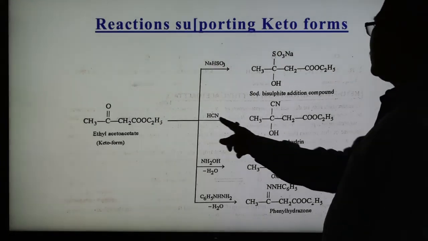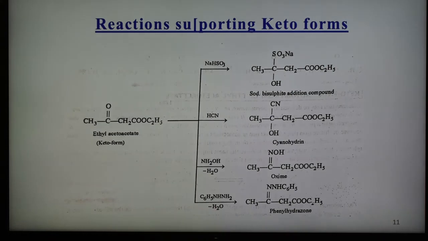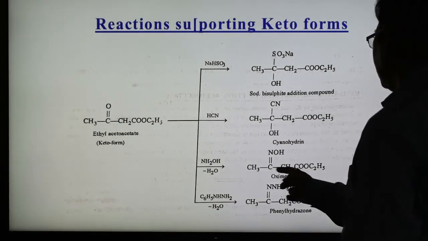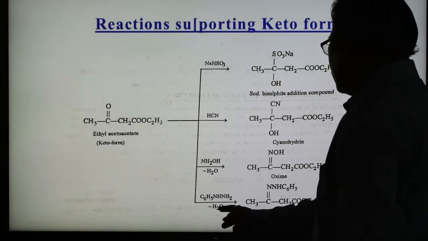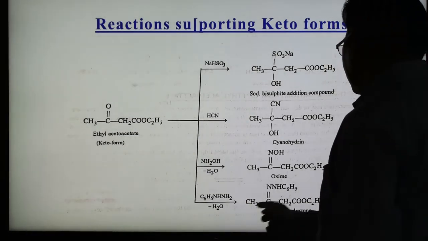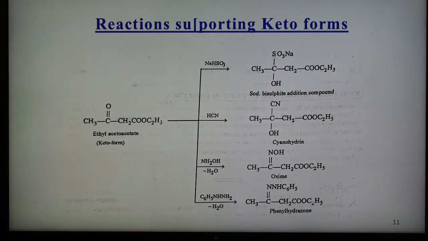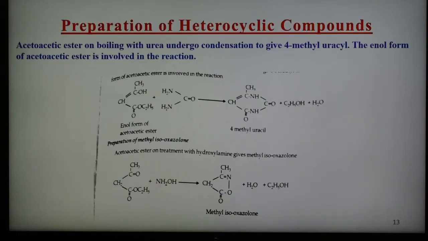When it reacts with HCN, CN comes here and H comes here, forming a cyanohydrin compound. When hydroxylamine reacts with this, H2O is lost and the NOH group comes here, forming an oxime compound. When it reacts with phenylhydrazine, water is lost and the NHC6H5 group comes here, and in this way the phenylhydrazone compound is formed. So these reactions support the keto form of ethyl acetoacetate.